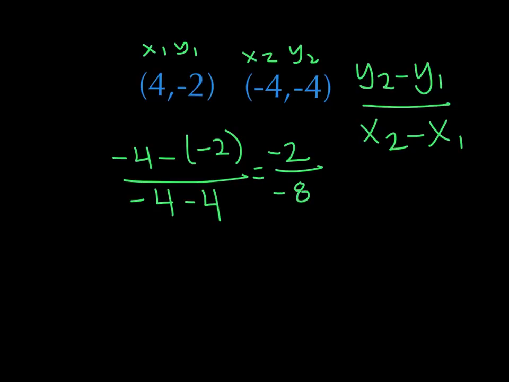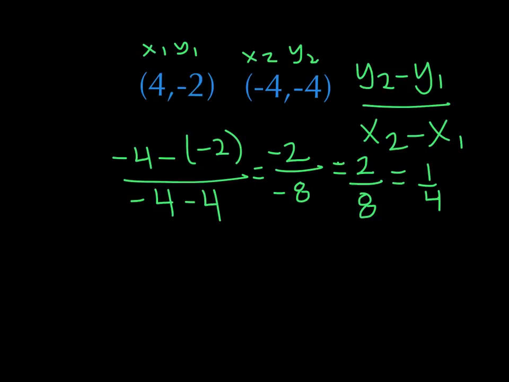And remember, you need to think of this like a fraction. So a negative divided by a negative is going to give us a positive. So that would change into positive 2/8, which is going to simplify to positive 1/4. So again, you get the same exact slope here that you get when you graph it on the coordinate plane.